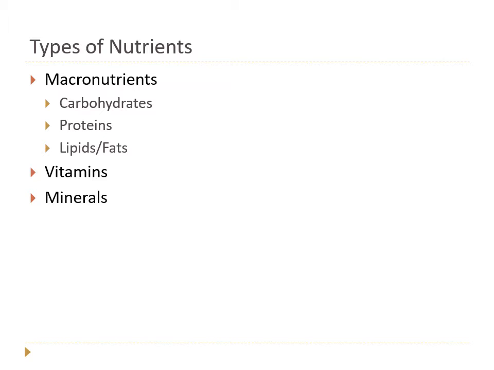Nucleic acids are, of course, the fourth category of organic molecules, but they're not all that important. We can easily manufacture them out of other things. And then in addition to the macronutrients, we also have vitamins and minerals, which we'll talk about in the second half of this lecture. So let's focus in on macronutrients, and we'll take the carbohydrates first.